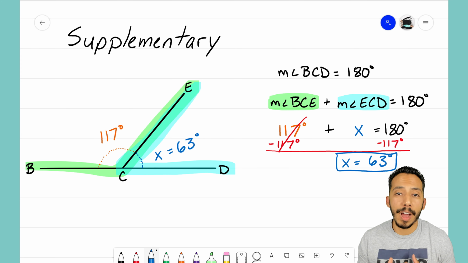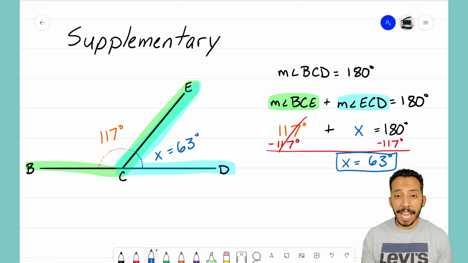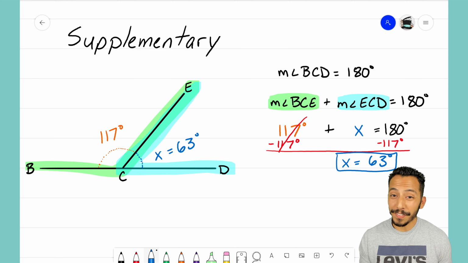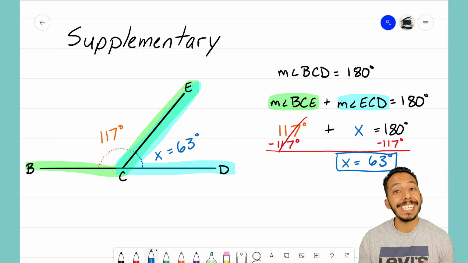That's how we use our knowledge of supplementary angles to help us solve an actual problem where I want to find a variable, but I need to know what supplementary angles are.